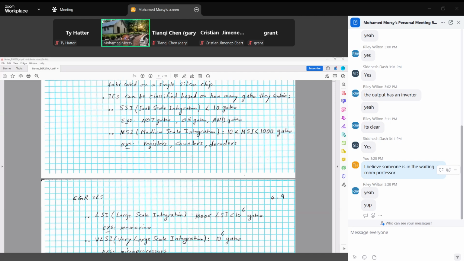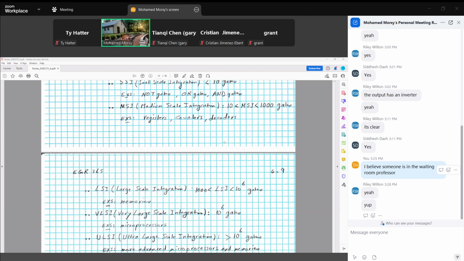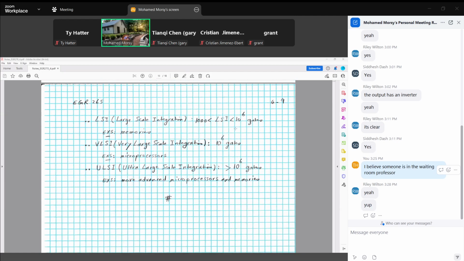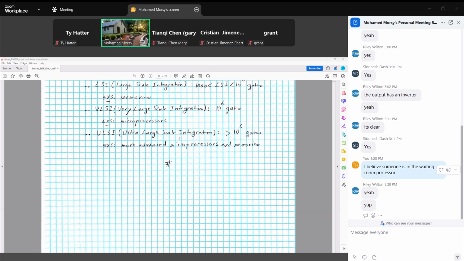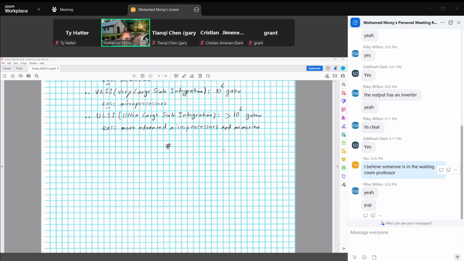Like what? Registers, counters, decoders. We will talk about this later. Large scale is greater than 1,000 and up to 1 million, like memories. The IC is used for memories. Very large scale integration is around 1 million gates inside. 1 million gates. Imagine this. Like what? Microprocessors. Ultra large scale integration is more than 1 million, like more advanced microprocessors and more advanced memory ICs. Okay. Any question?